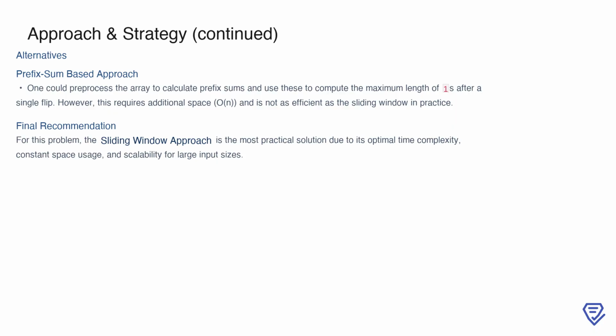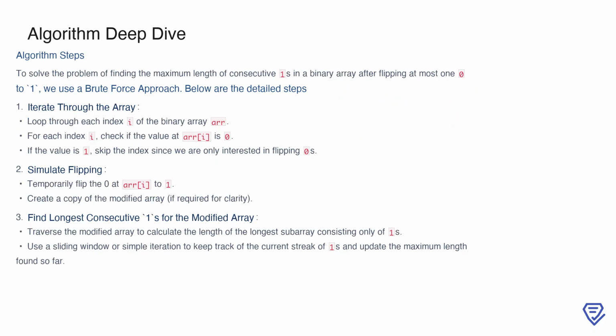It offers the best combination of time efficiency, constant space usage, and scalability for larger input sizes. By leveraging the problem's constraints effectively, it delivers an optimal and reliable strategy for solving this challenge. To solve the problem of finding the maximum length of consecutive ones in a binary array after flipping at most 1 zero to 1, we start with a brute force approach.